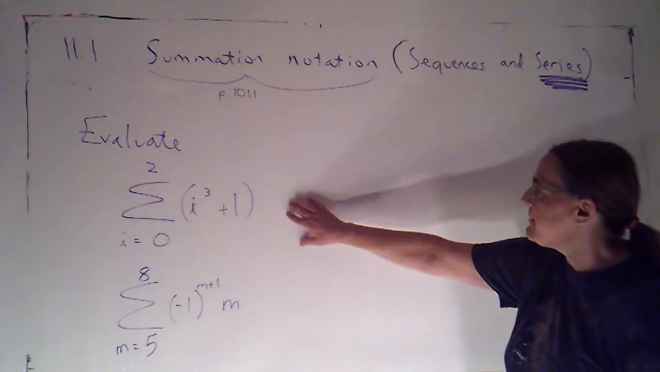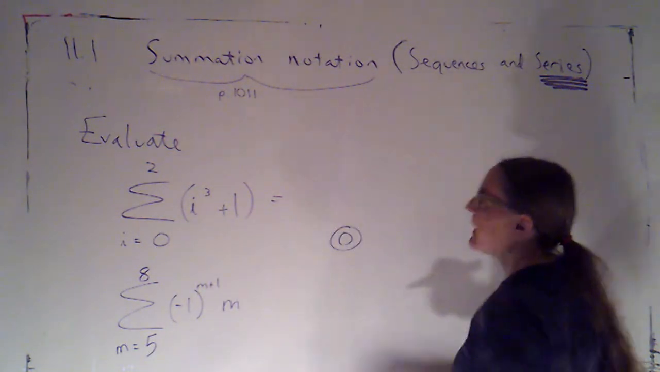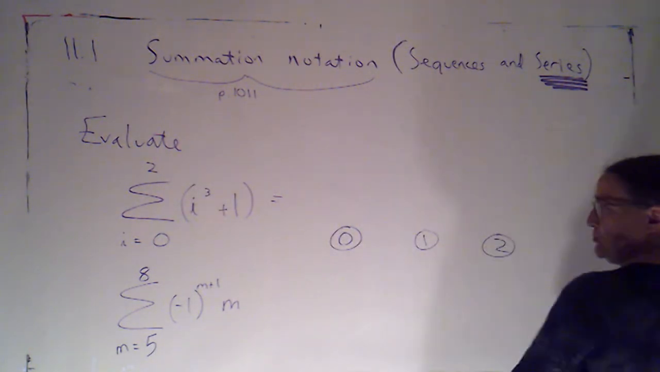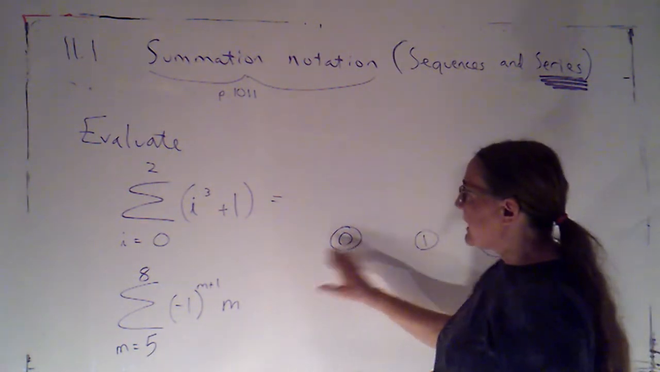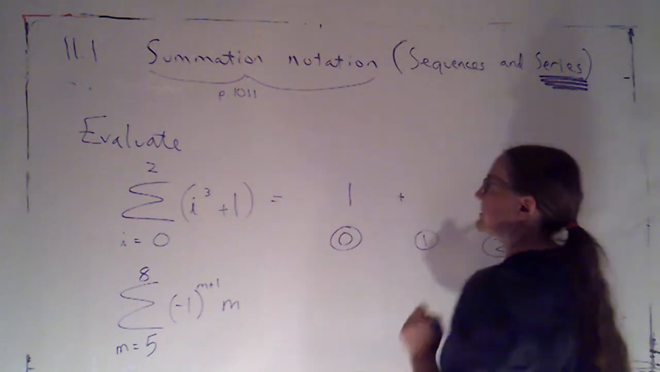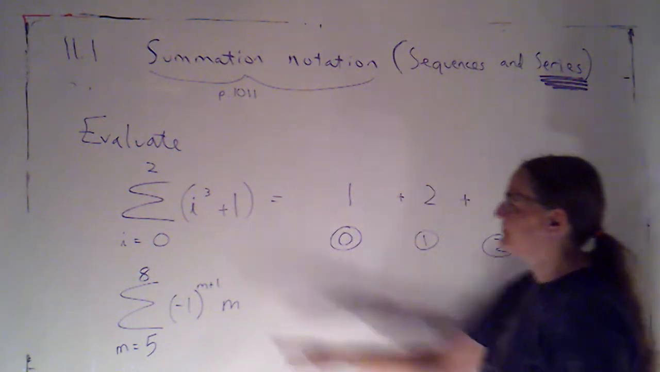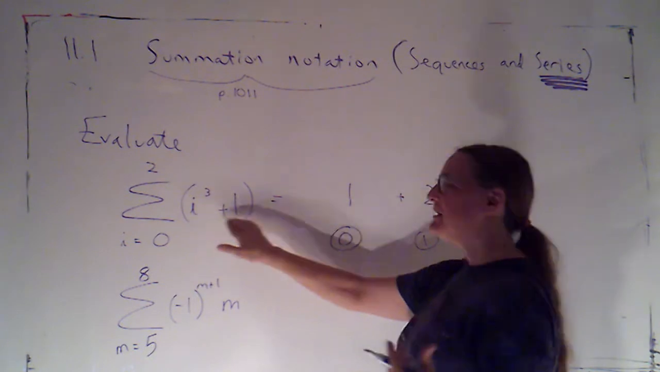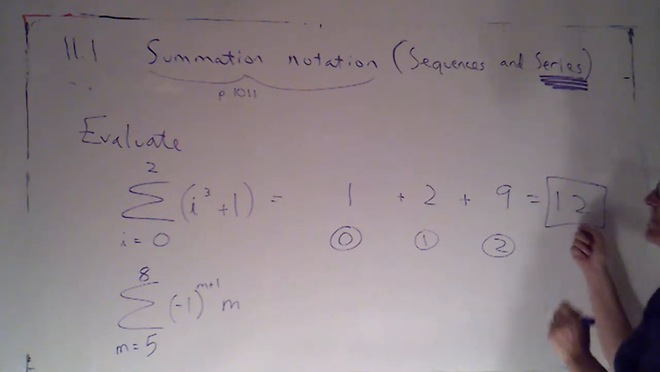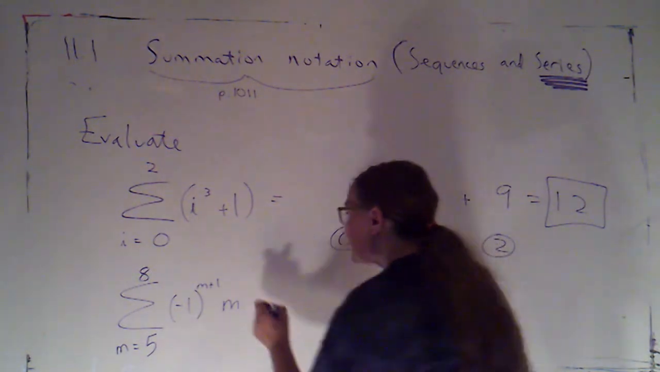All right, to evaluate this, I can see that my initial index is 0. And I'm going to count until I hit 2. So 0, 1, 2. And I'm just plugging in my index to this formula. So 0 cubed would be 0 plus 1 is 1. Plus 1 cubed is 1 plus 1 is 2. Plus 2 cubed is 8 plus 1 is 9. 1 plus 2 plus 9 is 12. That's our final answer.